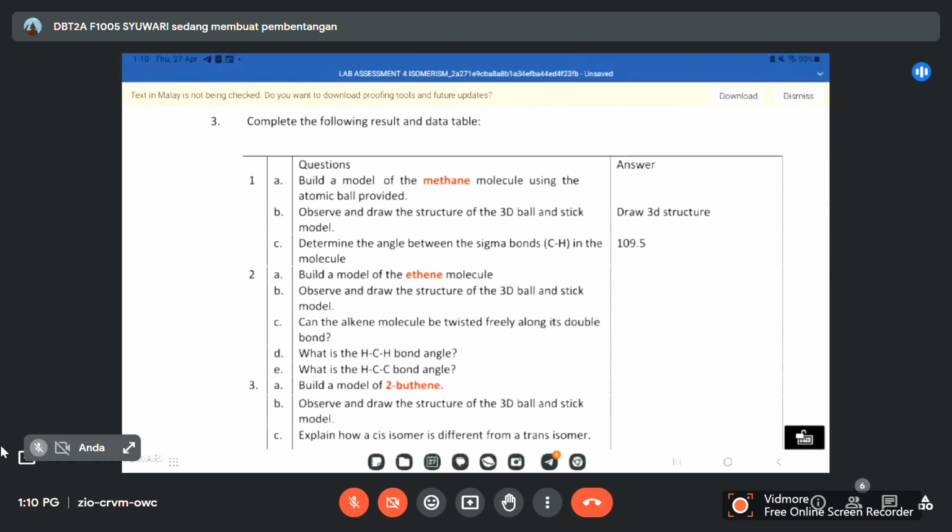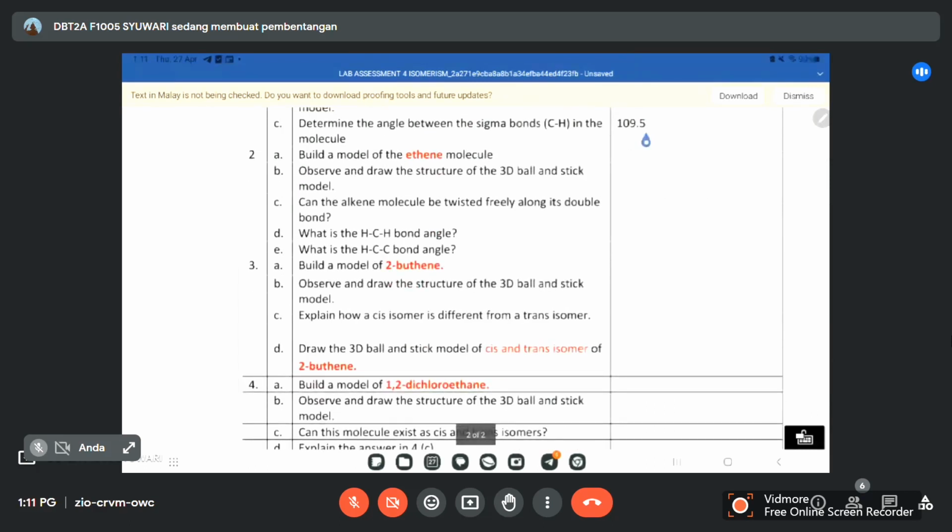So, in this question, build a model of the methane molecule using the atomic ball provided. We didn't attach the picture here, but if we submit, madam can see the picture that we attach in the answer box. This is just for our discussion only in the result and data table. If madam wants to see the real picture of the experiment we did, madam can check on the CDOS platform. Okay, next, question number 2.